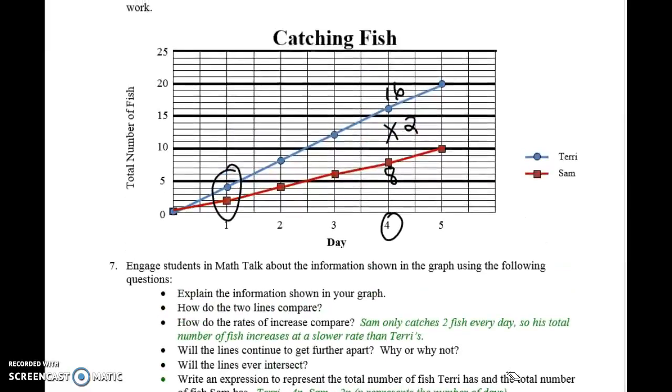All right, now let's take a look at this. Are these lines ever going to intersect if I keep going to the right? No. But if I go down, are the lines going to intersect? Yes, they're going to intersect at the origin.